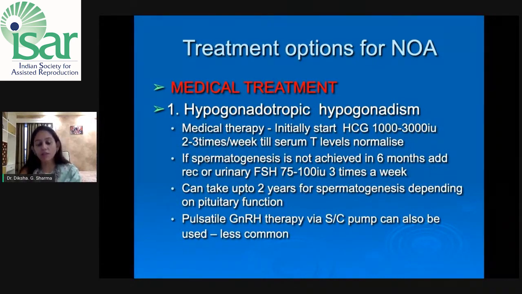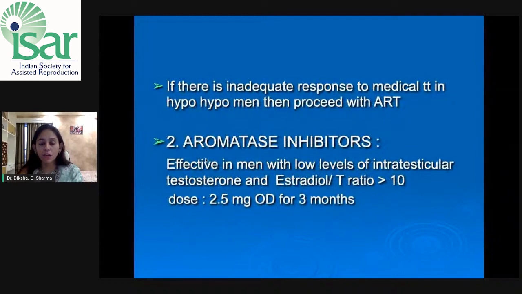Pulsatile GnRH via a pump is another option, though it is less commonly used because it's not available in India. If there is inadequate response to medical therapy, then the man can opt for ART procedures.